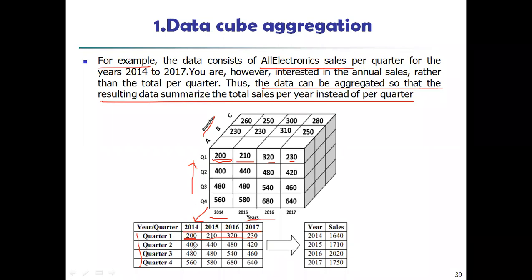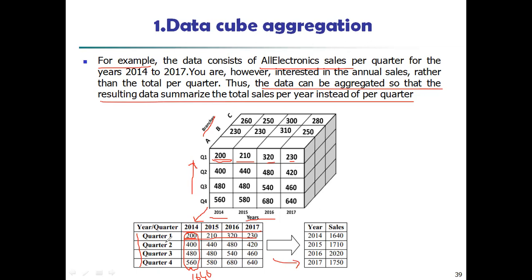Okay, how are you going to do it? Here you are going to add the total 2014 sales per year. So what is the addition of this? 1640. Okay, so in this format you are going to represent that data.